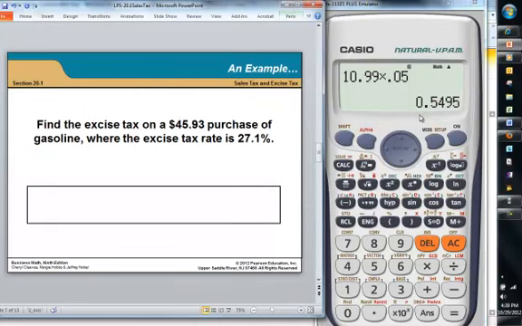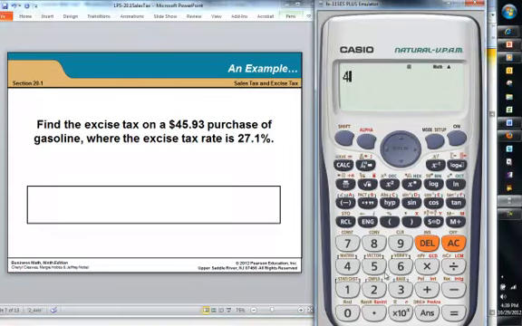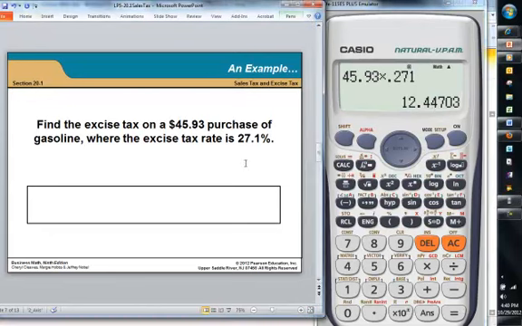Now they say find the excise tax on a $45.93 purchase of gasoline where the excise tax rate is 27.1%. Now really, the excise tax is usually included in the purchase price, but let's just pretend that in this case it wasn't. So 45.93 times 0.271, and you'll see that when you buy gas, $45 worth of gas, you're paying $12.45 just for the fuel tax.